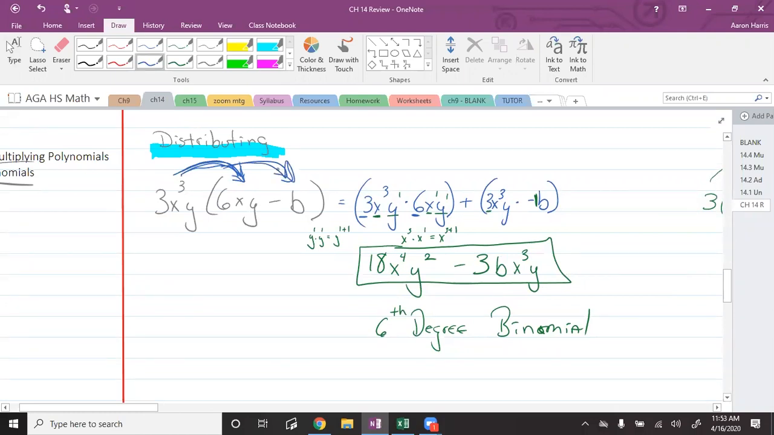So you have to take whatever's on the outside and multiply it to each term on the inside. So there's two terms. So I get two equations. And then you should be able to tell me what degree it is. Here's a 4 and a 2, so that's 6. And here's 1, 1, and a 3, so that's 5. So 6 is the biggest degree. Does that make sense?